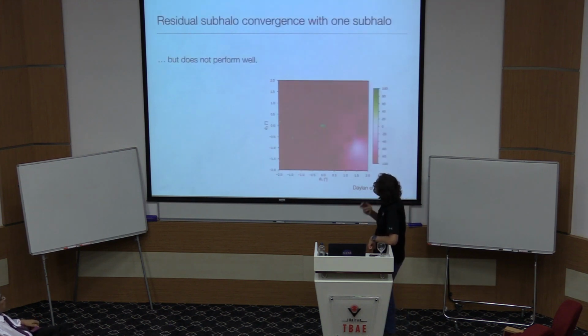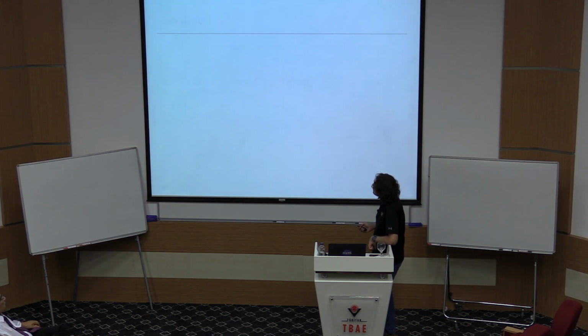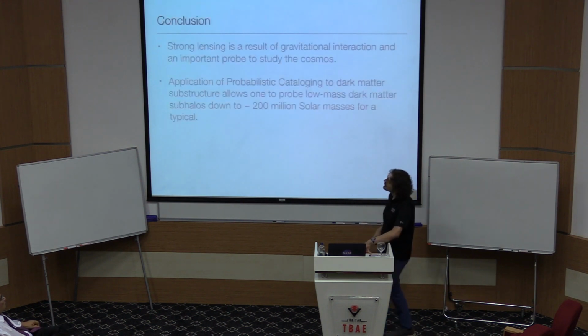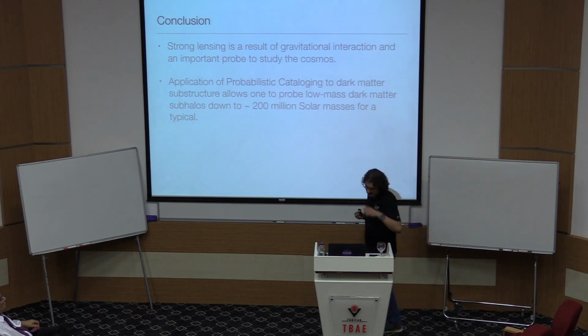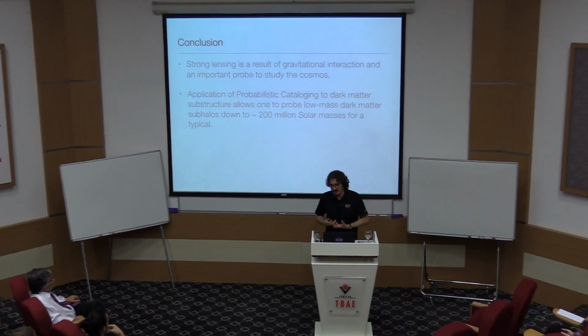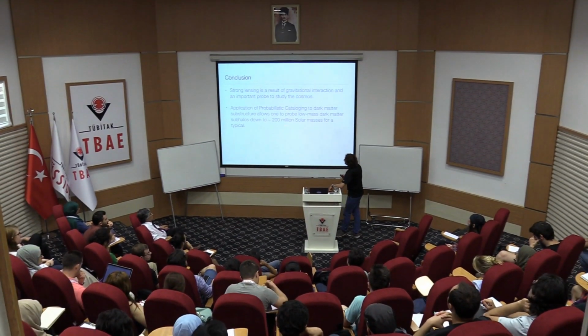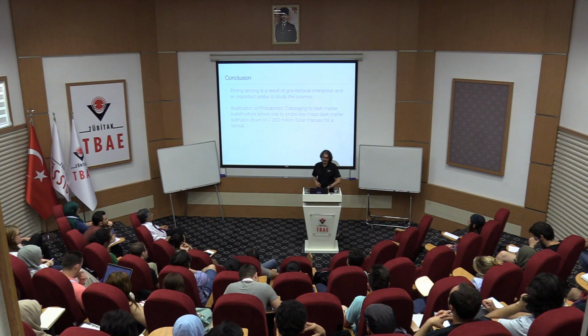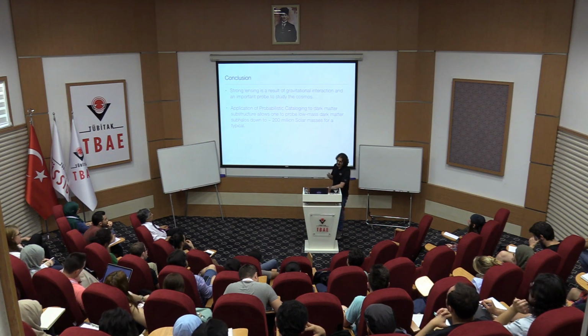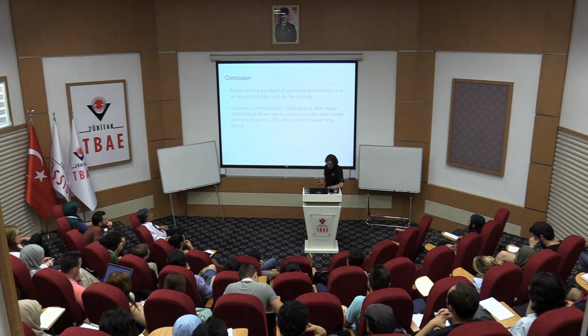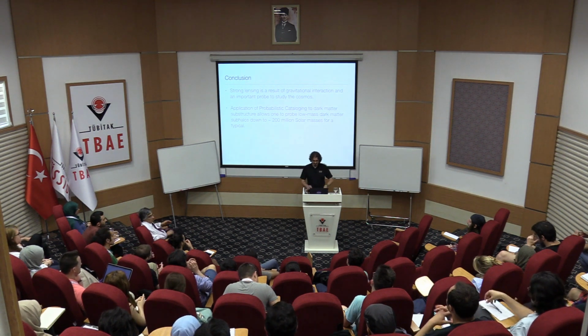I will again skip this. These are a little too detailed, so I'll just skip those. All right, conclusion. Strong lensing, I think, is a really important probe to study the universe, the mass distribution in the cosmos, and the application of probabilistic cataloging essentially exploits the idea that we can conserve even more information, and we can basically drill down to about 200 million solar masses at the moment, and certainly with better data sets, we can do better. With that, I'll stop and get questions, and thanks for listening for all the lectures.